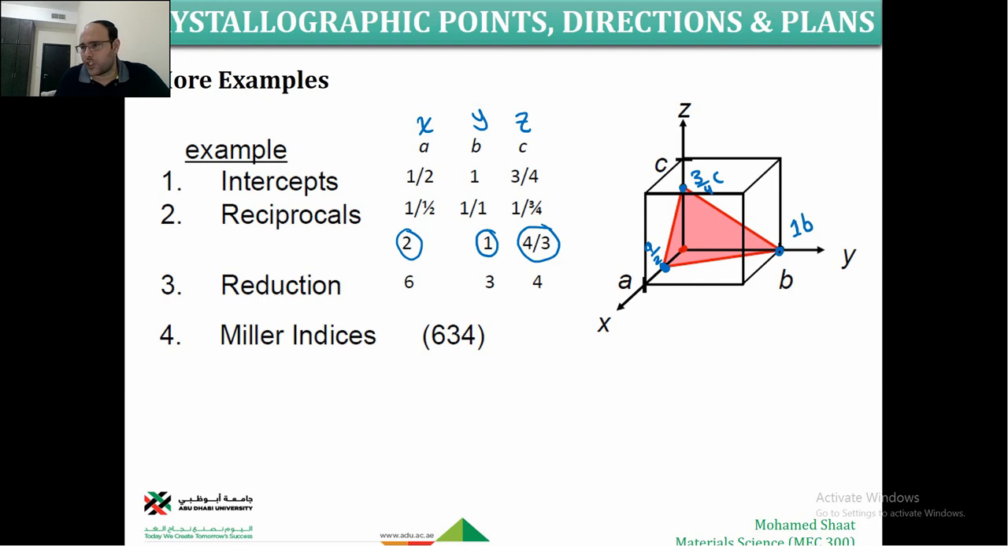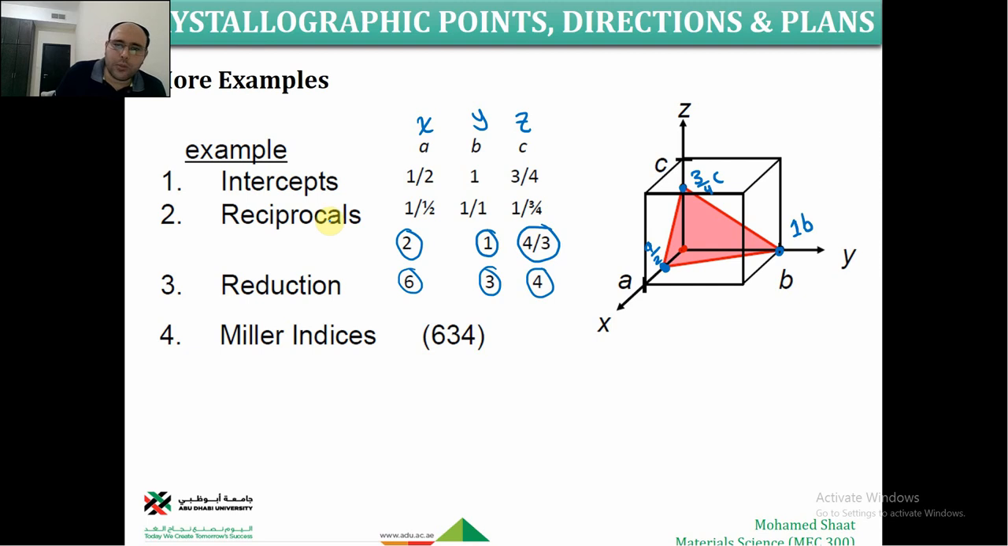So we have to get rid of the fraction. How? Multiply by the smallest denominator. We have only one denominator, which is 3. So I'm going to multiply all the indices by 3. 3 times 2 gives 6, and 3 times 1 gives 3, and 3 times 4 over 3 gives 4. So now we end up with 3 integers. In the beginning, we had only 2 integers and 1 fraction, so we had to get rid of the fraction.